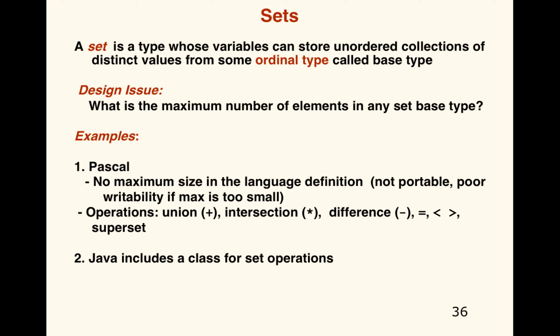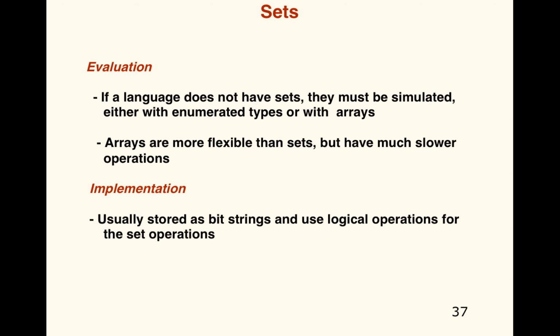Operations on the set. Most operations are supported. We've got the union, the intersection, the difference. Is this set a part of this set? Is it less than this set? Are all the elements in here larger than the elements in that set over there? Java includes a class for set operations, as I mentioned before. It is in the utils. Python also contains a set library, and so does C++ if you use the template libraries.